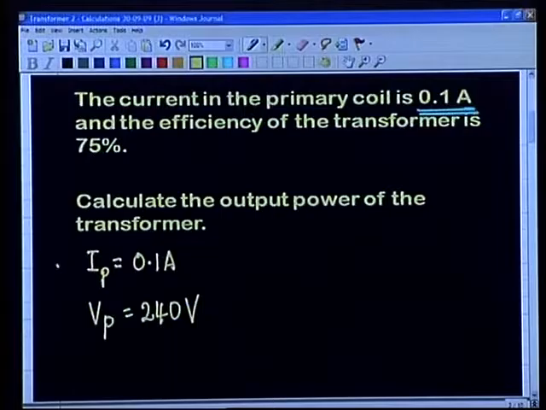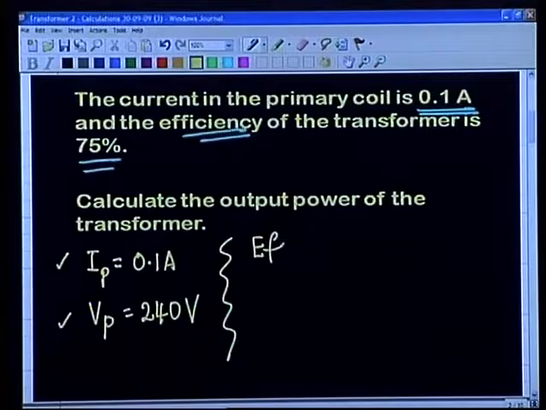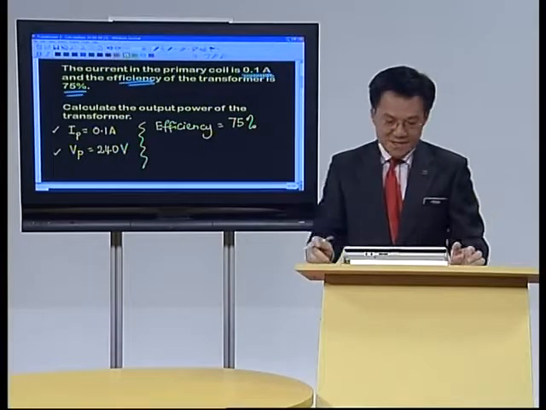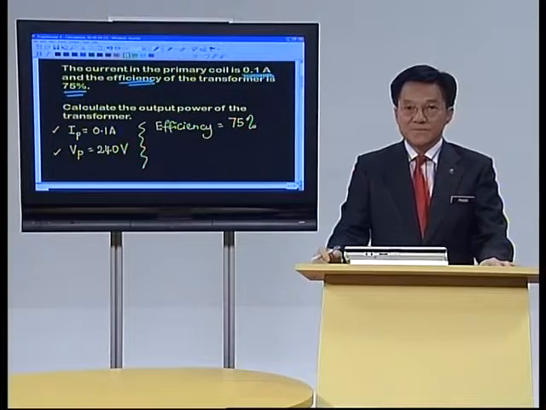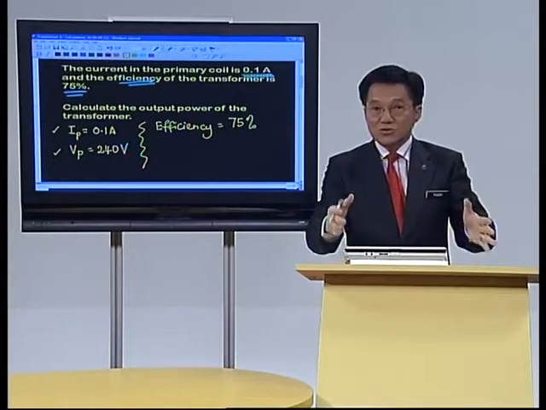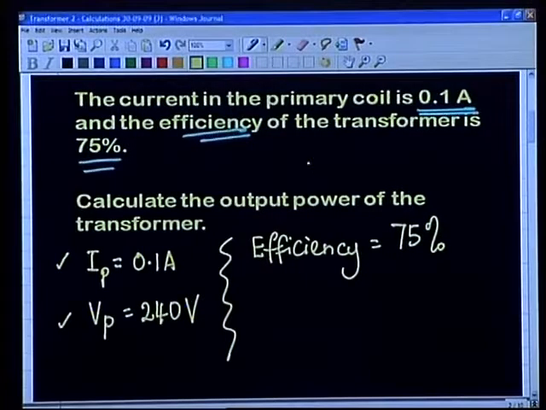Alright, so I have one term, two terms. Now what else is given in the question? Efficiency is 75%. So we write down efficiency 75%. I will write down efficiency of the transformer is 75%. So far so good? Now what do I need to calculate? The question is calculate the output power.